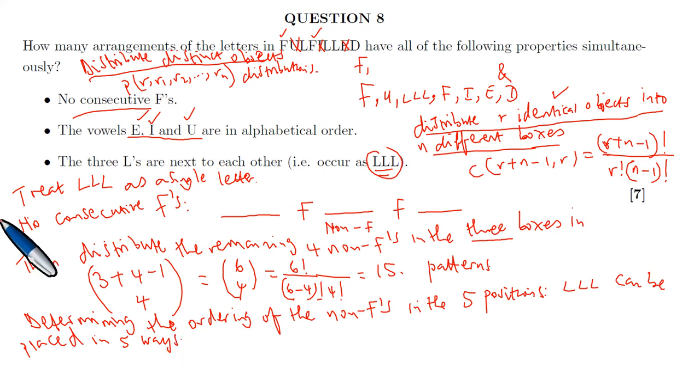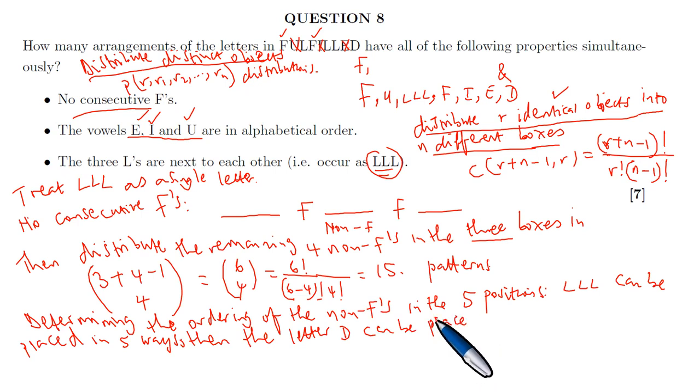After that, you'd have placed the triple L in five ways. Then we have the letter D. The letter D can be placed in how many ways? Obviously, now we have placed the L's, and therefore we have four positions left. So the D can be placed in four ways because out of the five, the triple L have taken one position.